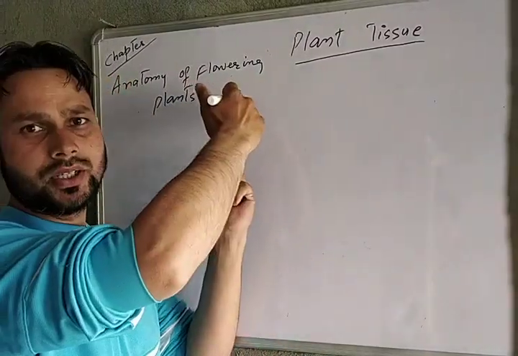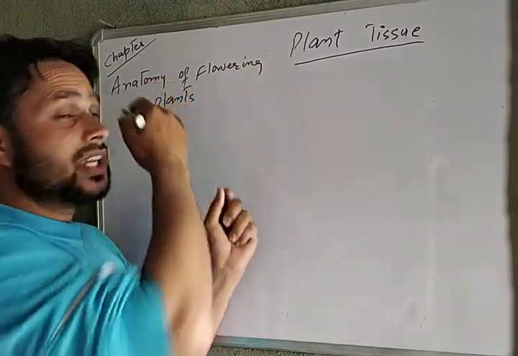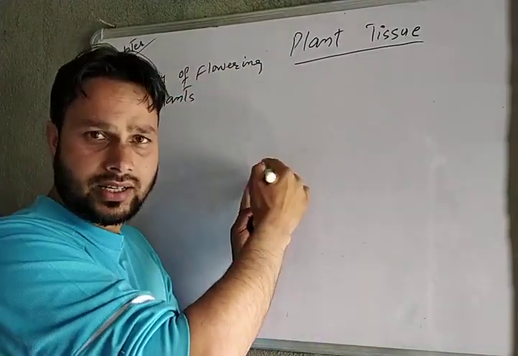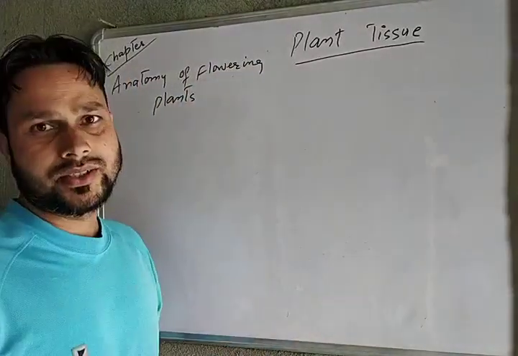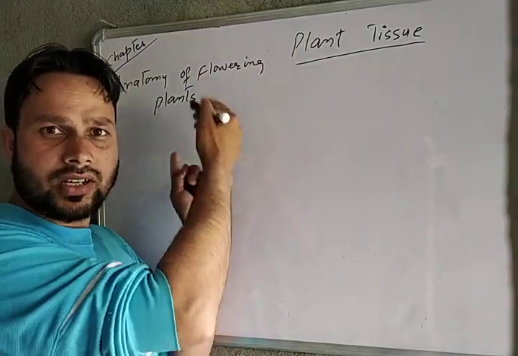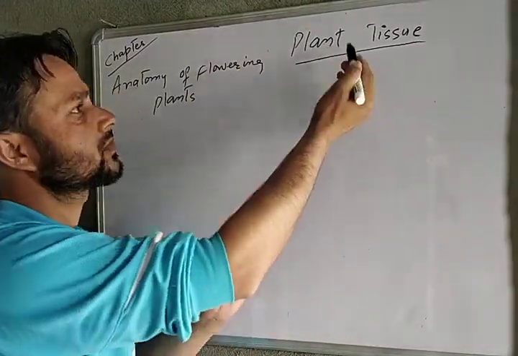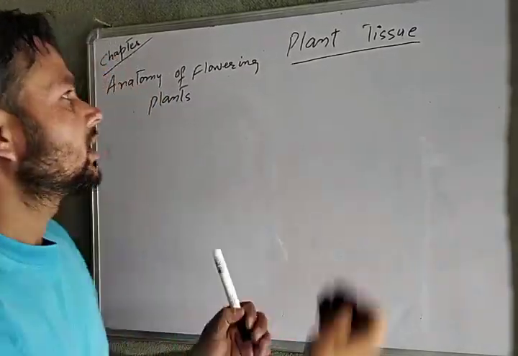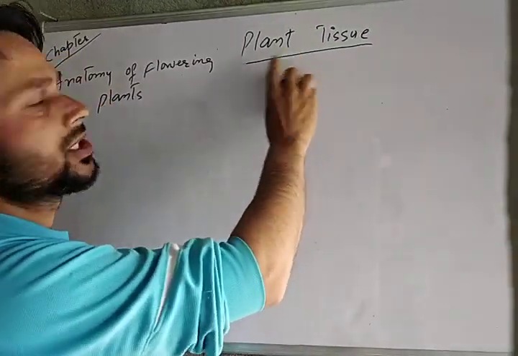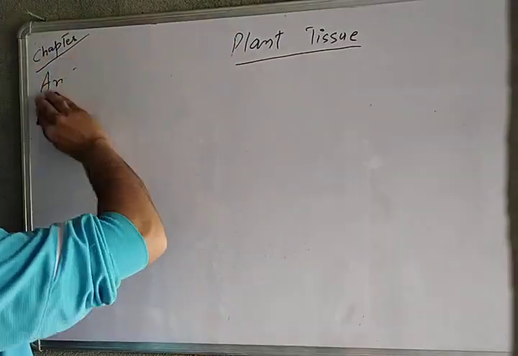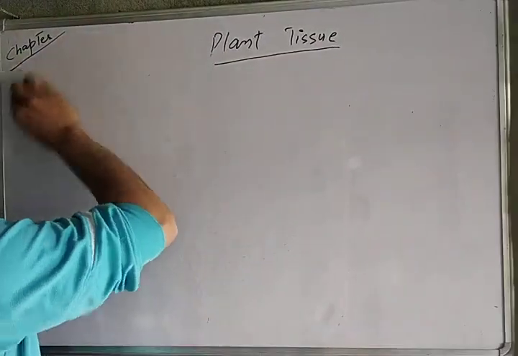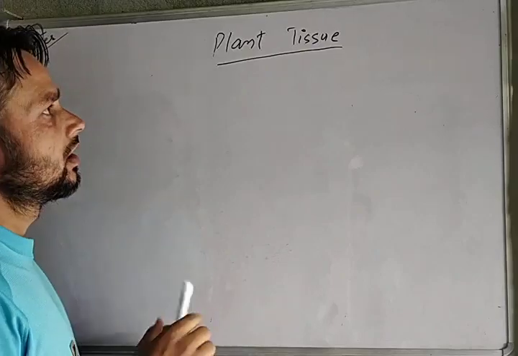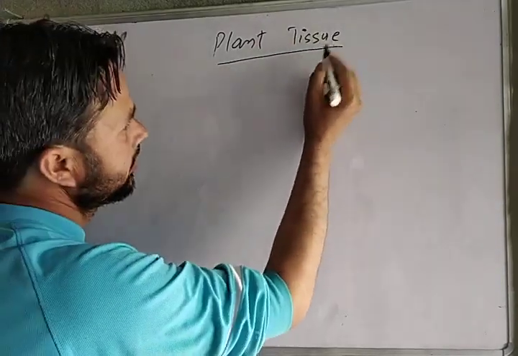So in this chapter, we have to study the internal structure and organization of flowering plants. In this internal structure and organization, we are going to explain plant tissue. So let's start our first topic, which is plant tissue. What is tissue?